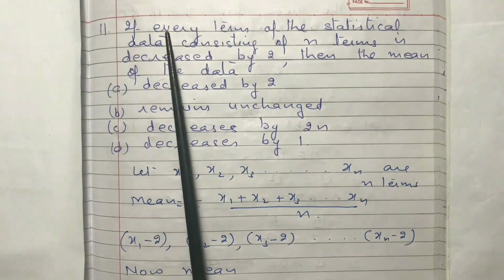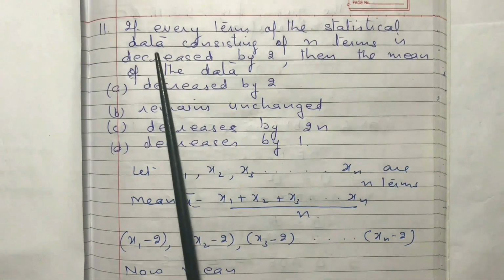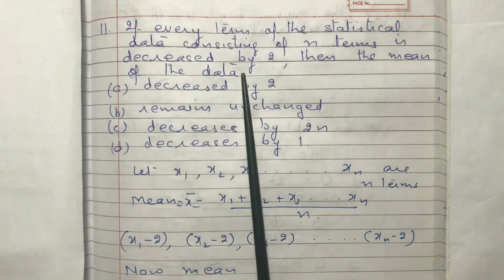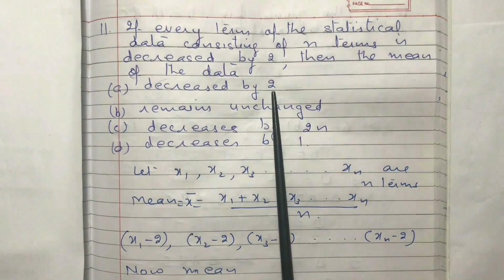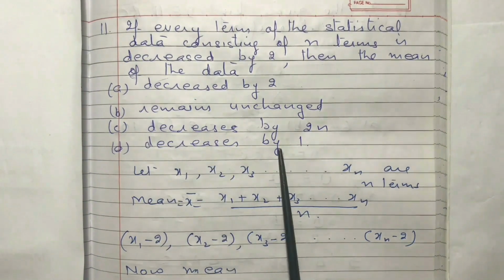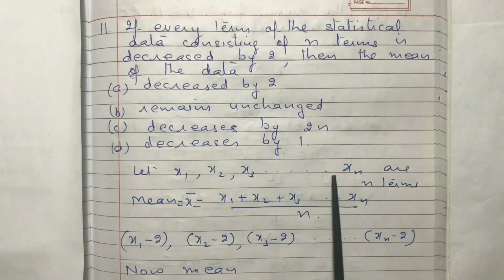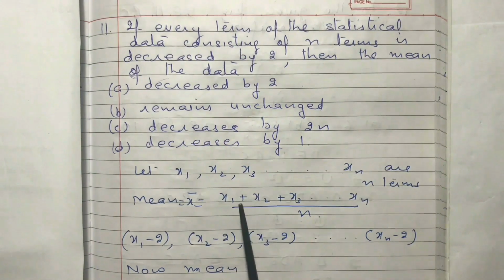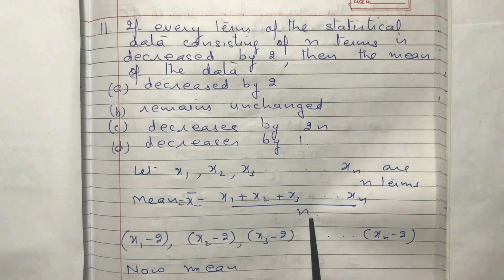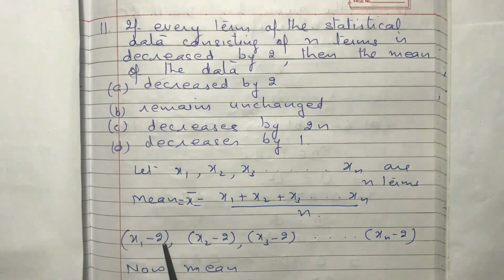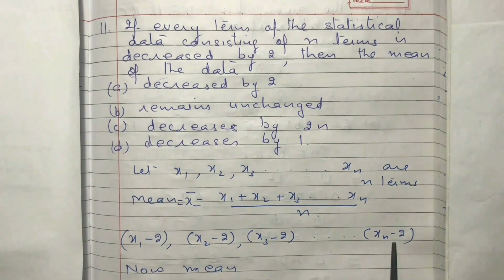Now the 11th question is, if every term of the statistical data consisting of n terms is decreased by 2, then the mean of the data is, there are 4 options. A is decreased by 2, B is remains unchanged, C is decreased by 2, and D is decreased by 1. Let x1, x2, x3 up to xn be the n terms. Its mean is x bar, which is equal to x1 plus x2 plus x3 up to xn upon n. I have deducted 2 from each term, so that is x1 minus 2, x2 minus 2, x3 minus 2 up to xn minus 2. Now find the mean of these terms.